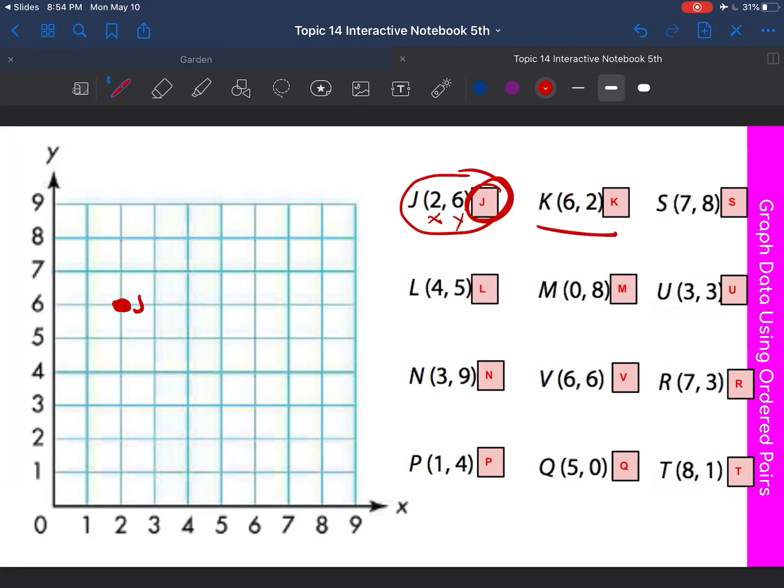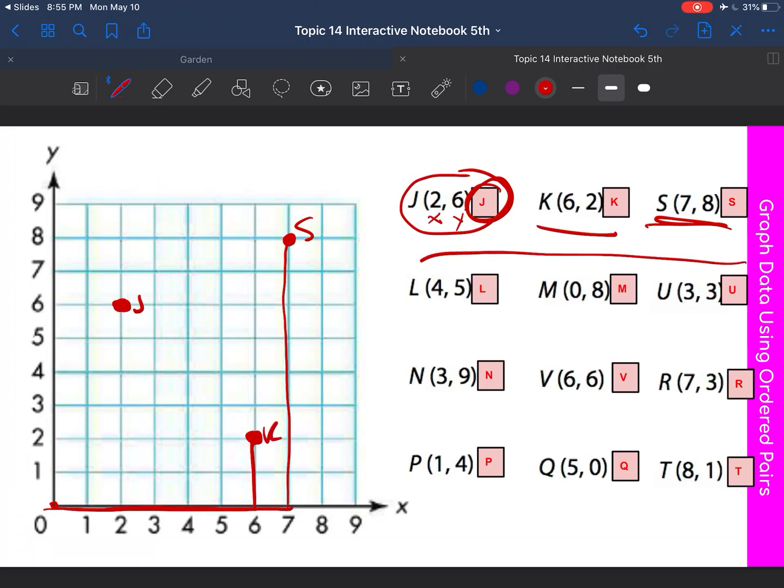Let's look at this next one. We have K, over 6, up 2. K is right here. Again, drag that K over. All right, S is starting at the origin, over 7, up 8. So that's S, and again, that's K right there.